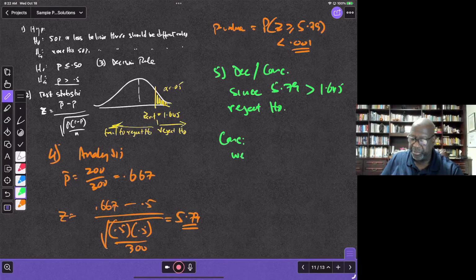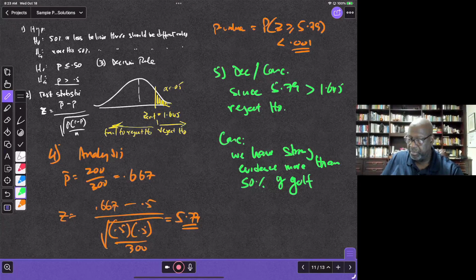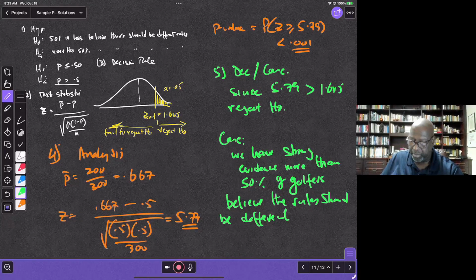So we say we have strong evidence that more than 50% of the golfers believe the rules should be different. All right?